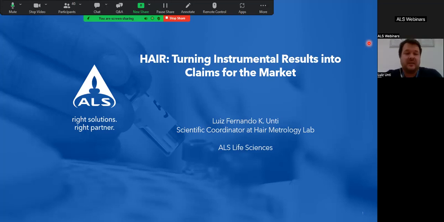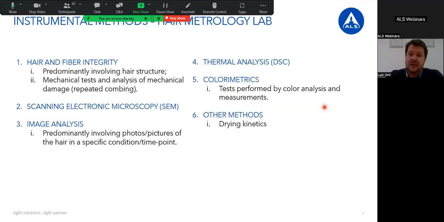I joined the company last year, so this beauty care world is quite new to me, but I've been working with instrumental testing for the past decade. So I have some experience in this part of instrumental testing. And actually, the instrumental testing is the core of our lab here at ALS. So we do have plenty of methods to sustain the claims related to hair and fiber integrity.